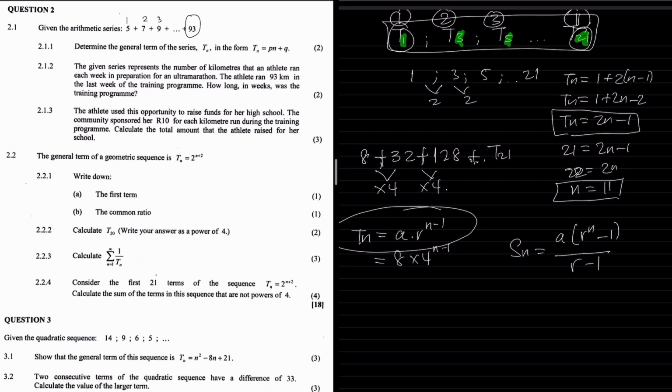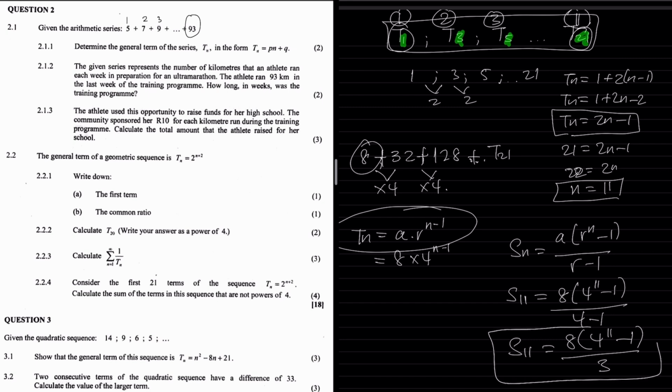Now, we figured out at the beginning that there are going to be 11 odd numbers from the first one to the 21st one. We worked it out as 11. So we're working out the sum of those 11 numbers. That is a, which is 8, into r, which we worked out as 4, to the power of 11 minus 1, all over 4 minus 1. So S11 is equal to 8 into 4 to the power of 11 minus 1, divided by 3. That's quite a large number, so I suggest we just leave it like this.